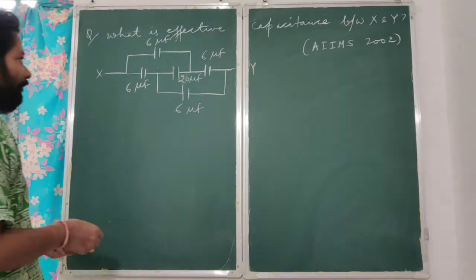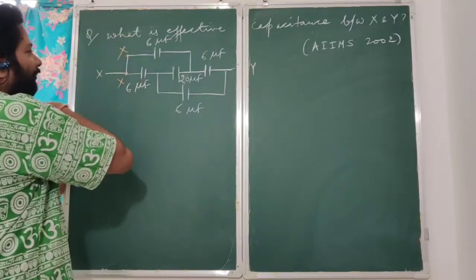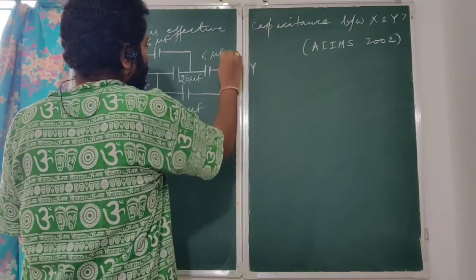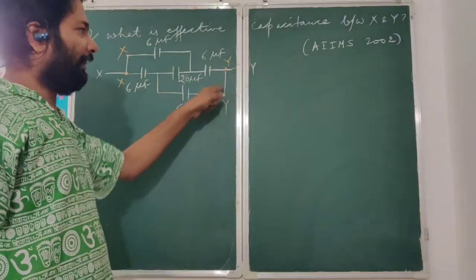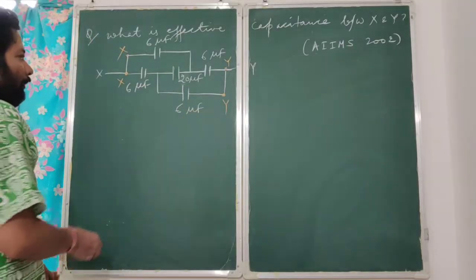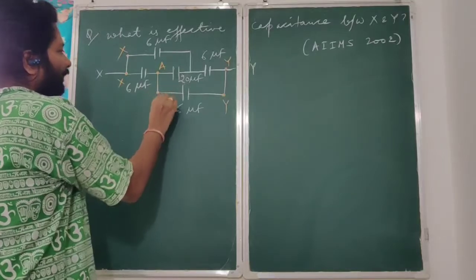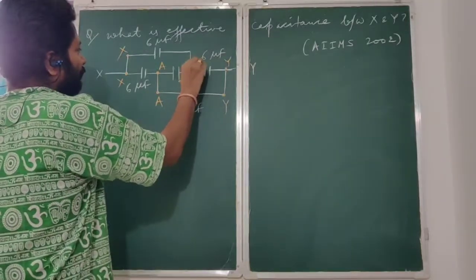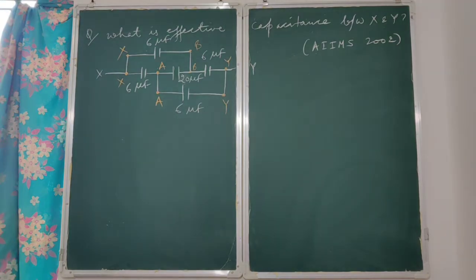So now what we do is we name. Let us say this point X, so this will also be X. This is Y, so this is also Y, and this is also Y. Whenever there is nothing connected, you can assume the potential of the points to be the same. Now let us say this is point A, so this will be A, and this is B, so this will also be B. So let us now try to redraw the circuit.